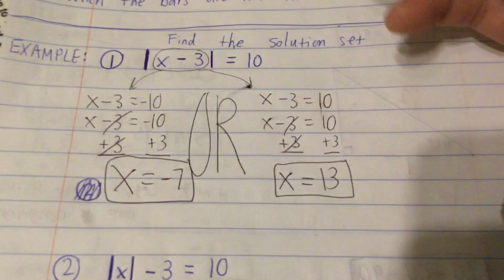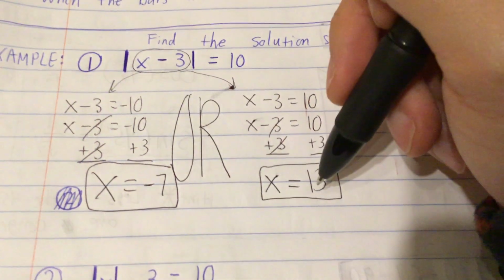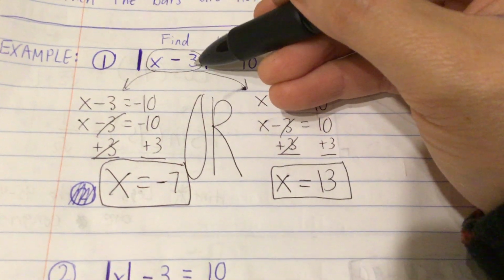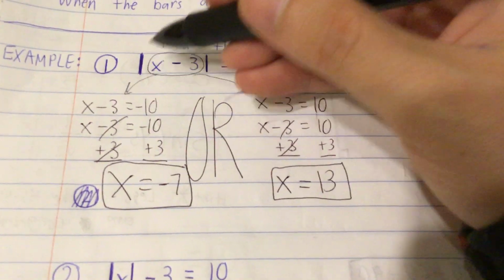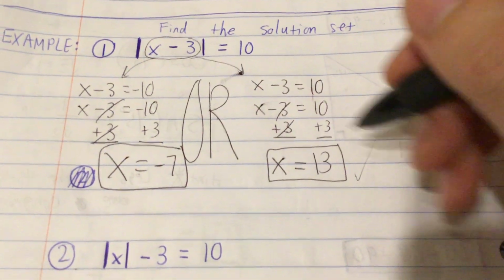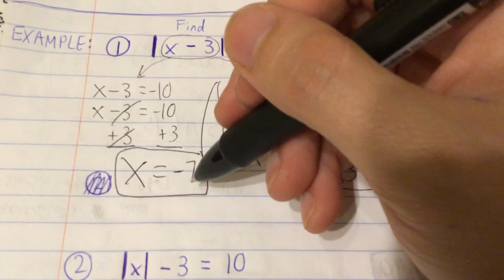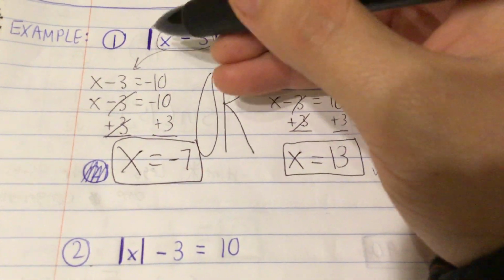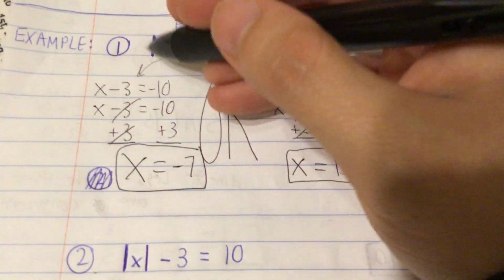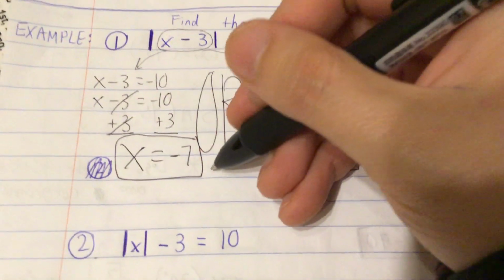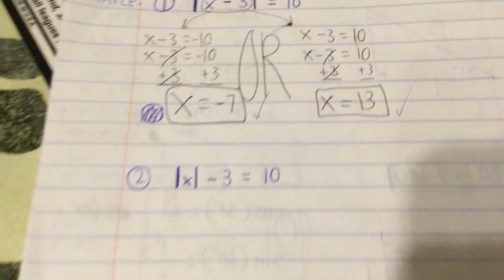So if I plug it back into the original equation, let's go with the positive output. 13 minus 3 is 10, but the absolute value of 10 is 10, so that checks out. Now let's plug in x equals negative 7. Negative 7 minus 3 is negative 10, but the absolute value of negative 10 is also 10, so there are two ways to get that solution.